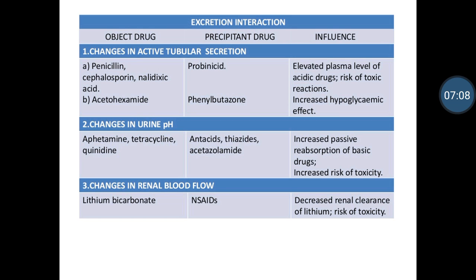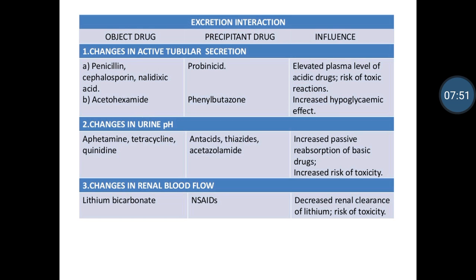Second example, acetohexamide is mixed with phenylbutazone, they will produce an increased hypoglycemic effect. Then changes in urine pH: amphetamine, tetracycline and quinidine produce actions when mixed with antacid, thiazide and acetazolamide, so they will produce increased passive reabsorption of basic drugs. That reabsorption will also produce a toxic effect to the kidney, increasing the risk of toxicity.